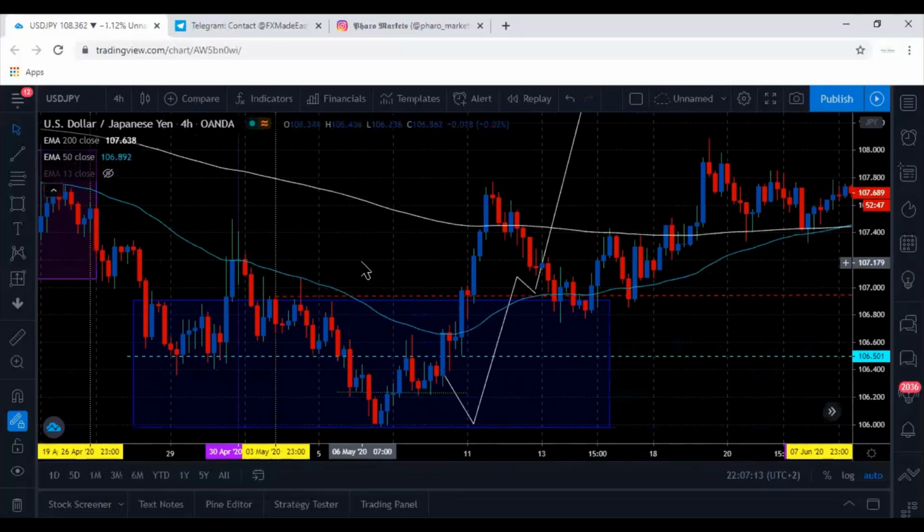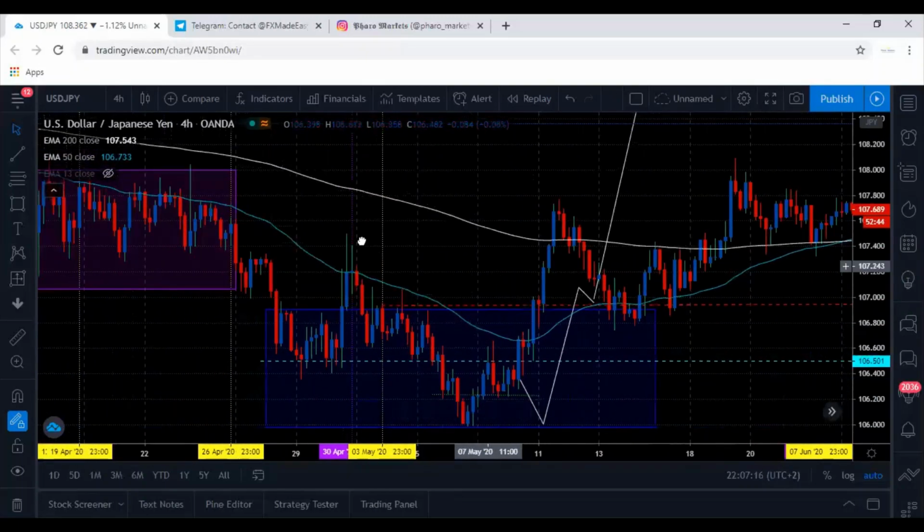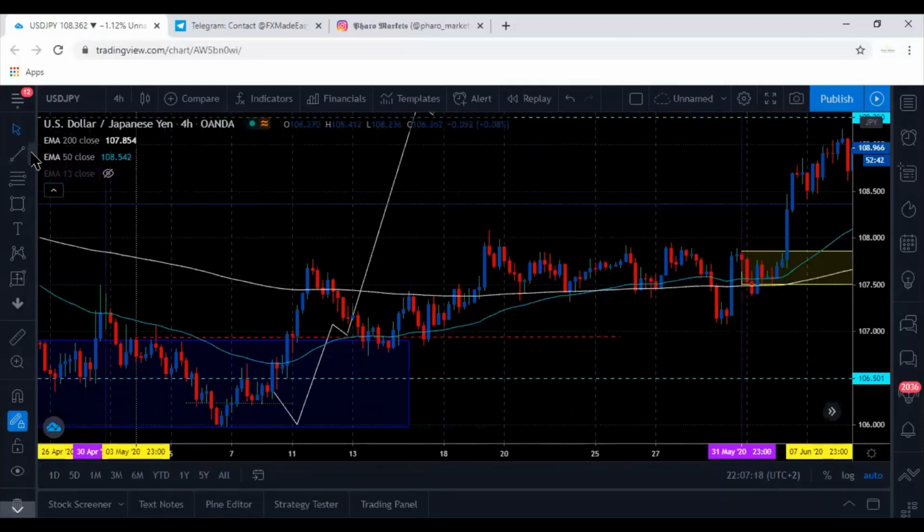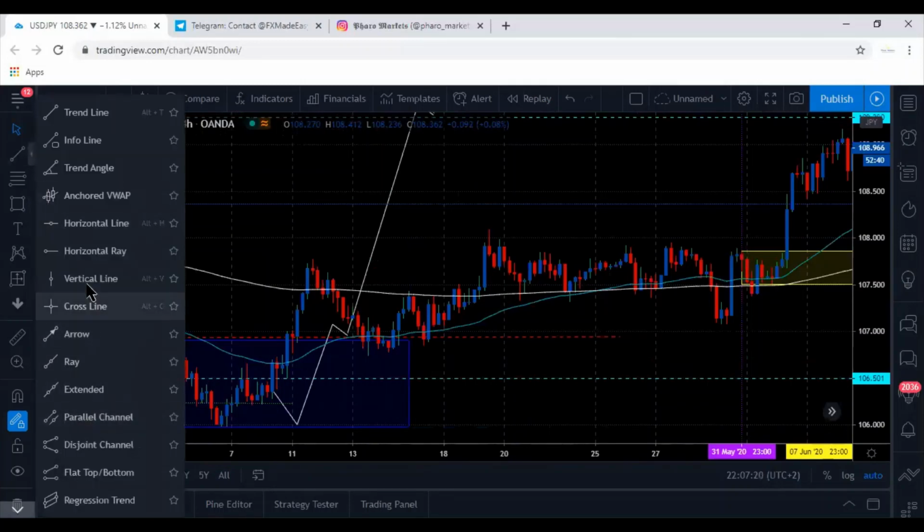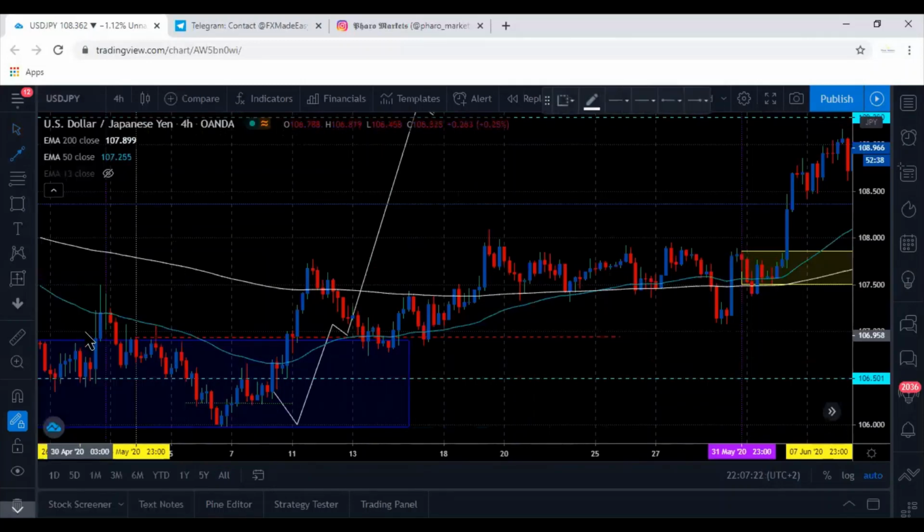Now also let's just use this price level real quick, where price opened, and see how price reacted with it whenever price got there. So this is the open of the candle.